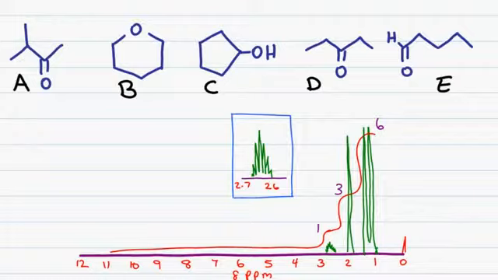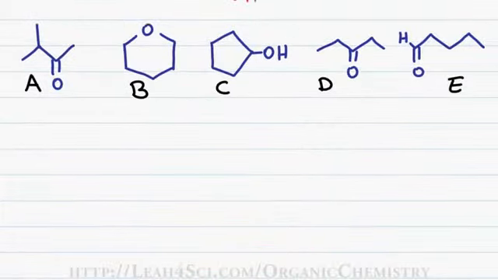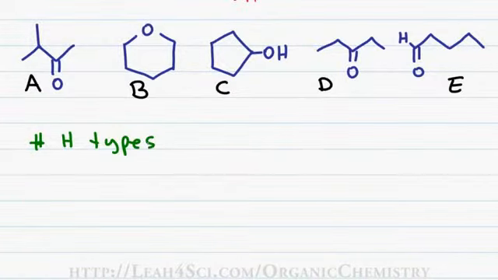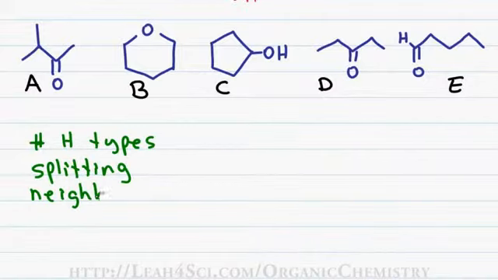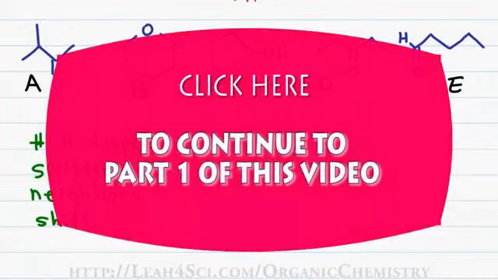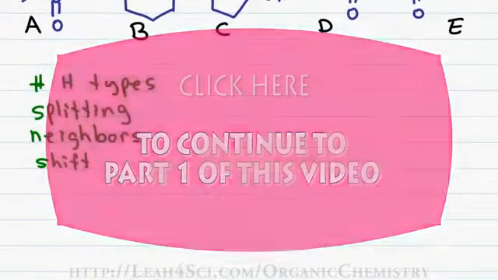This trick is especially useful when you are given multiple molecules and multiple graphs. For each of the molecules given, we'll try to determine the number of hydrogen types, the splitting that we expect to see on each peak, the number of neighboring hydrogens for each peak, and finally, the chemical shift along the graph. If you are not comfortable with these topics, go back to my previous NMR video to see why and how we utilize these tricks. If you are ready, then let's go.